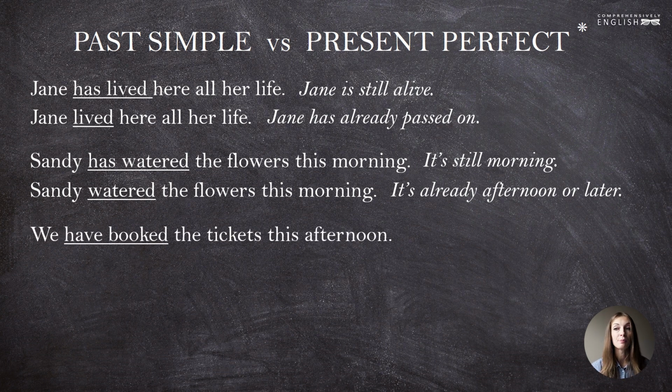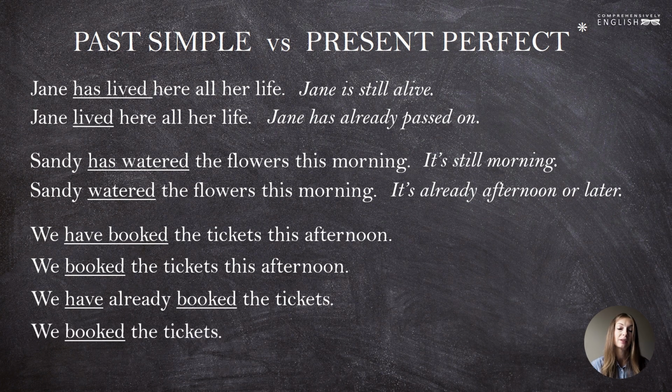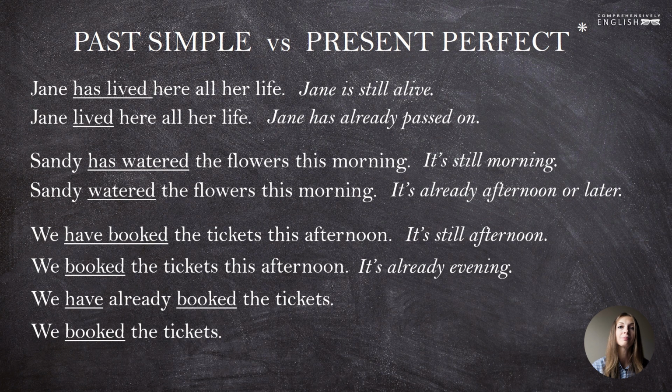Now, "We have booked the tickets this afternoon." "We booked the tickets this afternoon." "We have already booked the tickets." And "We booked the tickets." What is the difference here? "We have booked the tickets this afternoon" means it's still afternoon. "We booked the tickets this afternoon" means that the afternoon has already finished and it's already evening.